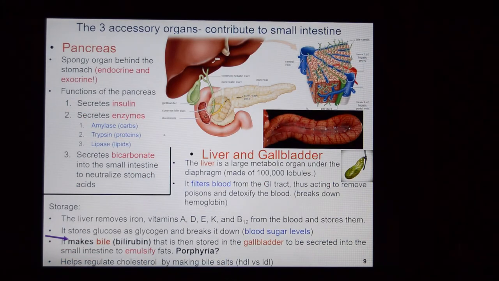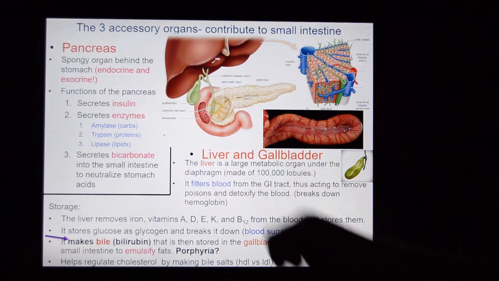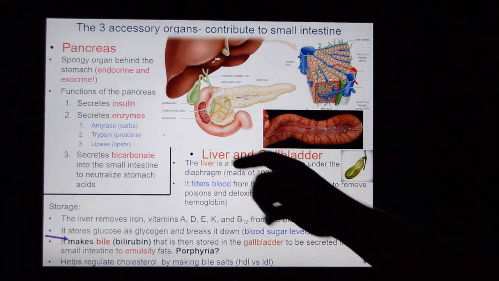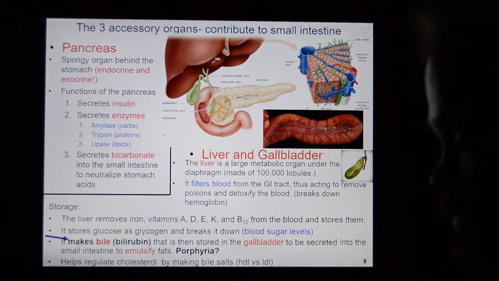All right, the pancreas. What we have here are the major accessory organs that contribute to the small intestine and its absorptive and digestive capacities. These are the pancreas, the liver, and the gallbladder. And the liver and the gallbladder kind of go hand in hand for digestion.